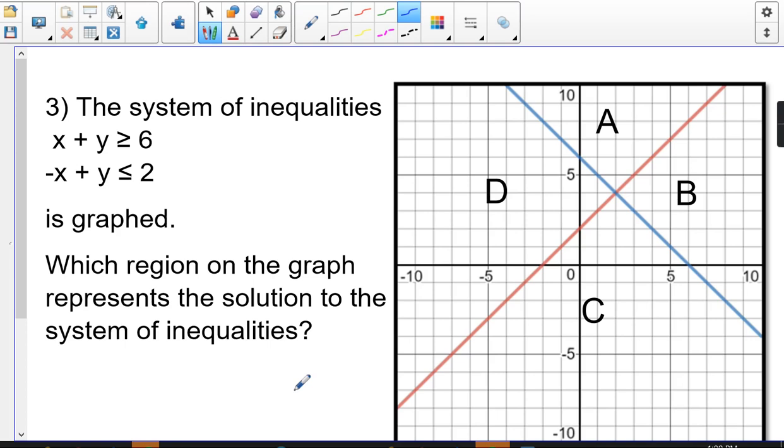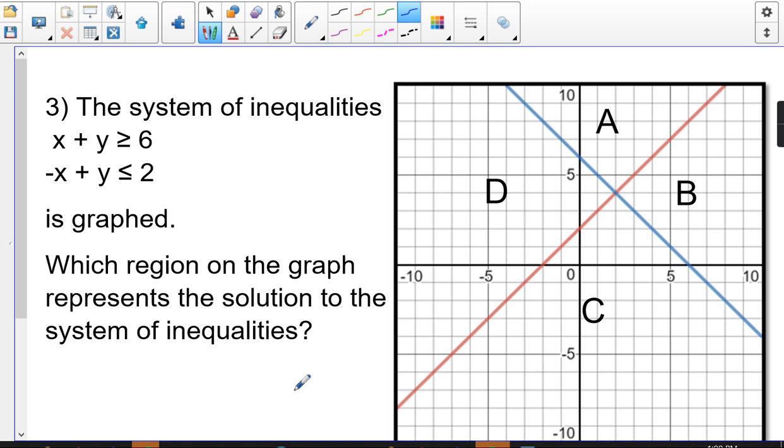Question 3. The system of inequalities, x plus y is greater than or equal to 6, negative x plus y is less than or equal to 2, is graphed. Which region on the graph represents the solution to the system of inequalities?